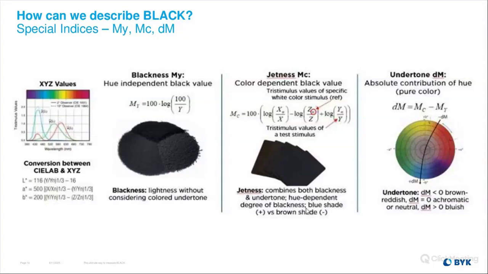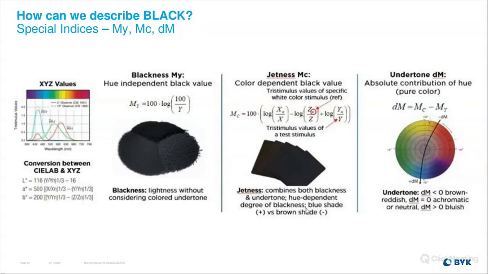Then you have the Jetness MC value, so your color dependent black value. This is your black value, but looking at the undertone, whether it's that brownish undertone or that bluish undertone. So it's a very nice scale to go off of as well. And then lastly, you have the undertone DM, which looks at the pure contribution of what that undertone is.